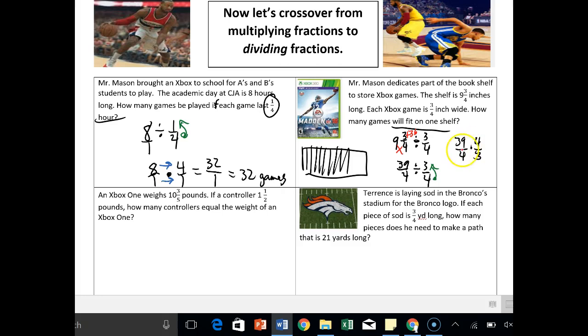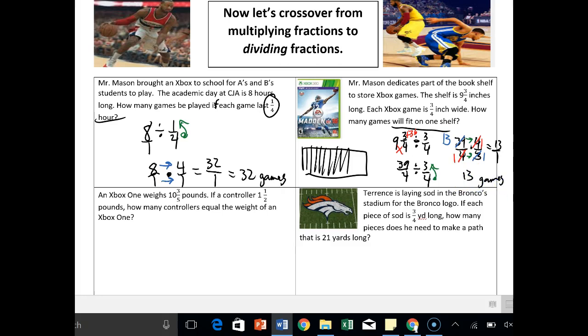So then we're going to go ahead and say divided by 4 here. Both those become 1. And then here we can actually divide by 3. That becomes a 1, and that becomes a 13. So when I multiply straight across, I can get 13 over 1. So look at that. You can fit 13 games on the shelf.